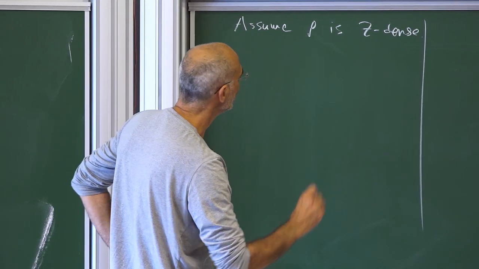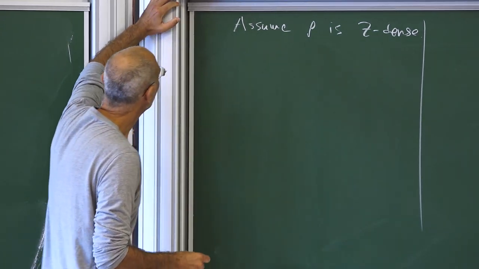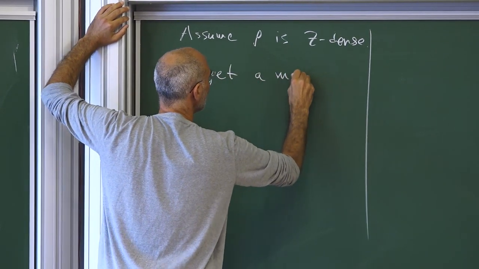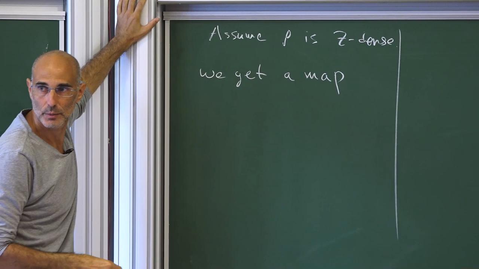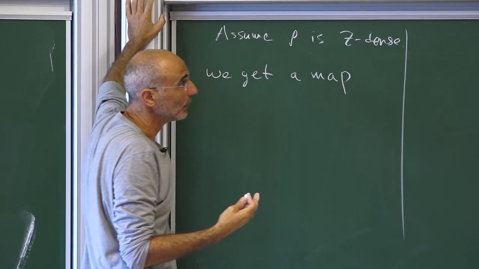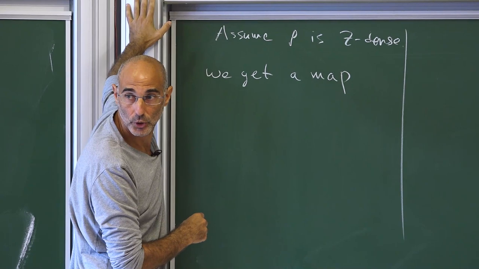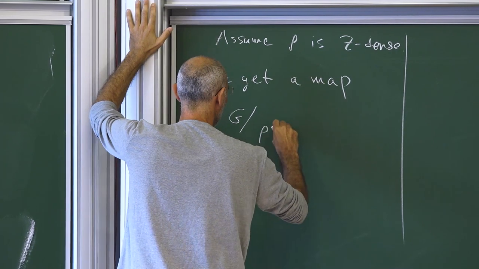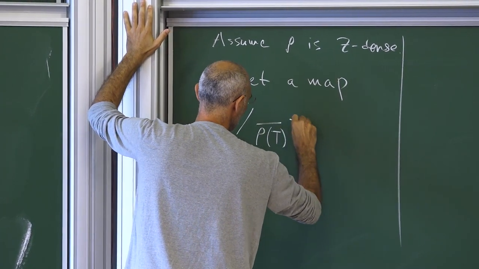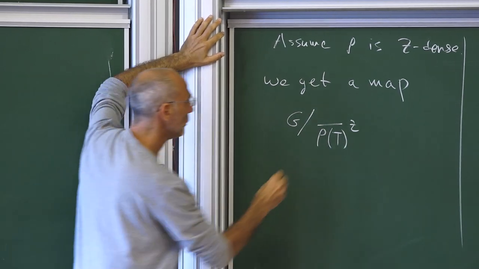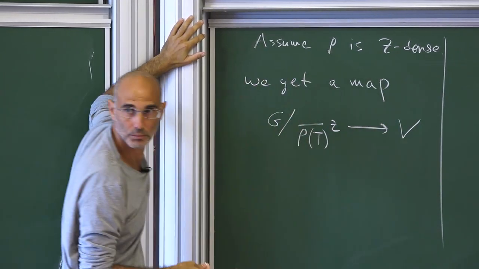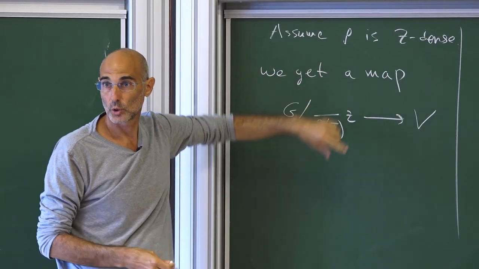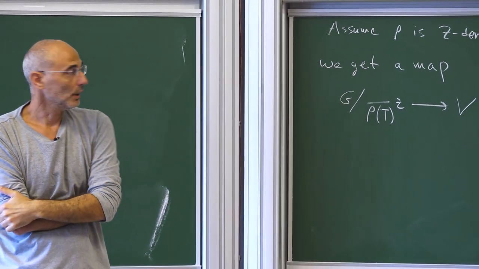Actually, this is not needed. Well, whatever. We get a map. Actually, I'm not using the Zariski density assumption. But if we have a T bar fixed point, then we get a map from G mod rho T Z to V. Right? I mean, the orbit map of the point fixed by the Zariski closure of T will give me a map from this.